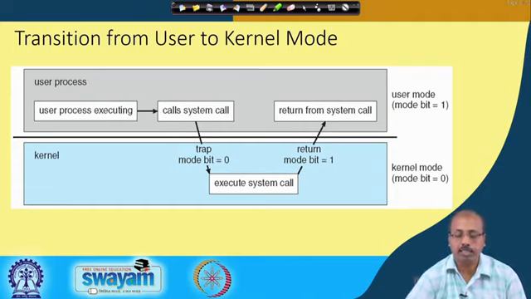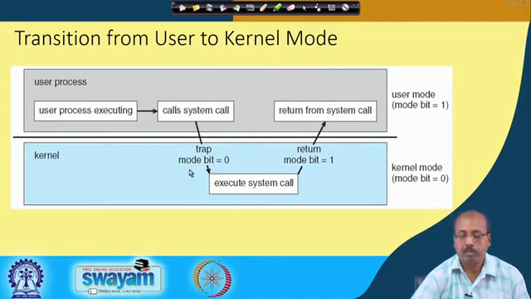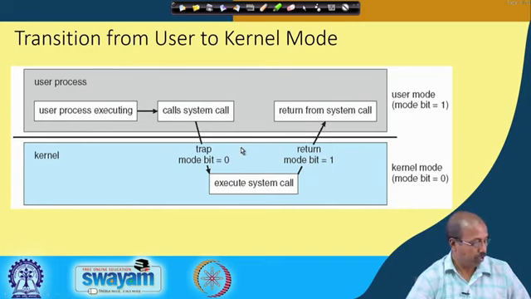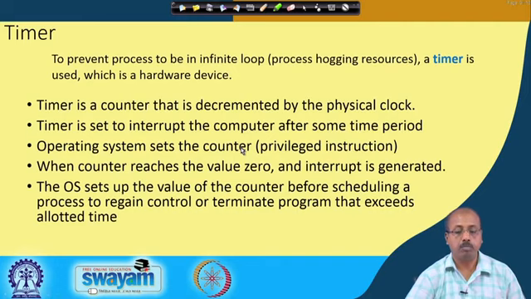These codes are written much more carefully, so that there cannot be any unwanted problem in the system. So, while executing the system call, it makes the mode bit equal to 0, and with that it executes the system call. After the system call execution is over, it returns, setting the mode bit to 1, and goes back to the user process execution. So, we have got this user mode and kernel mode.